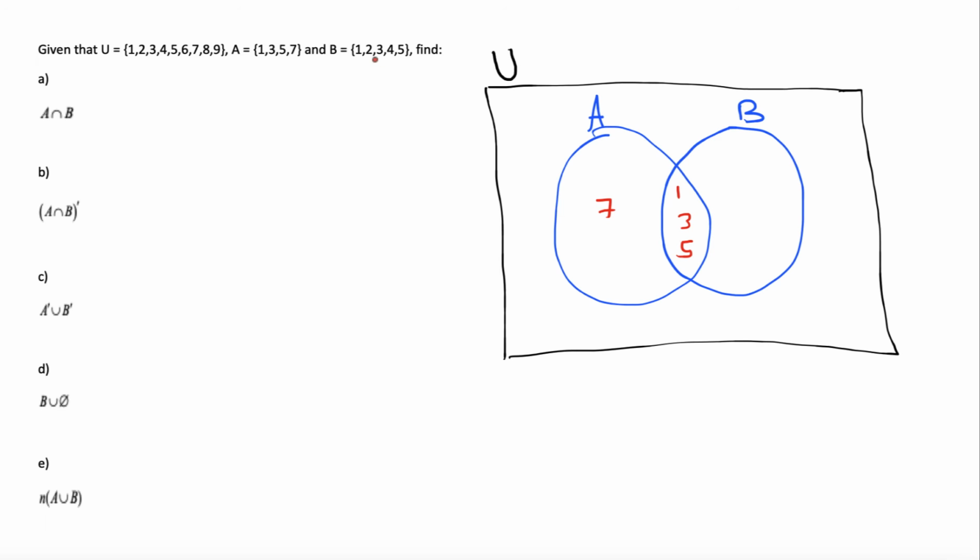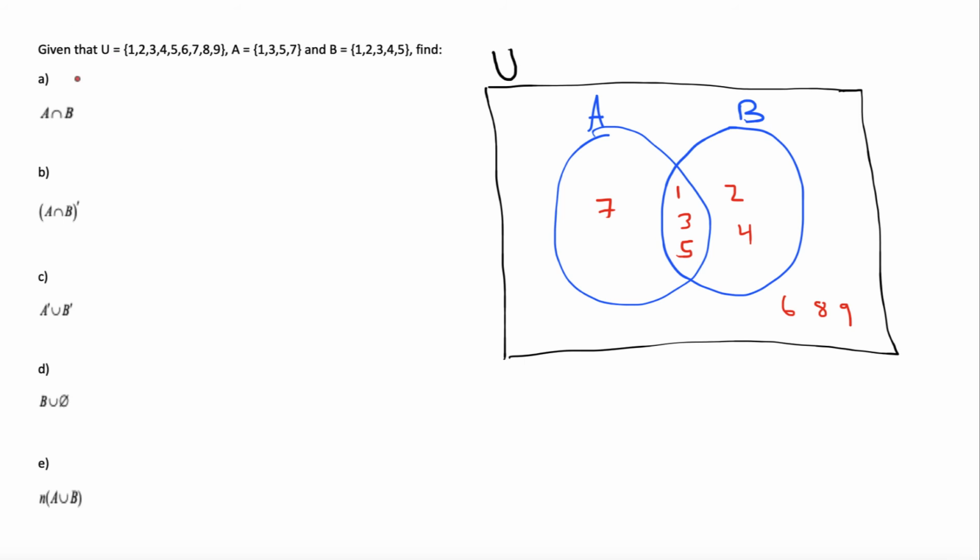Similarly, 2 and 4 should go here because they are in B, but they are not in A. So what's left here? What's remaining are the elements in the universe that we don't see here at all. So we should put a 6, 8, and 9 out here. Remember, these are the elements that are not in A or in B.